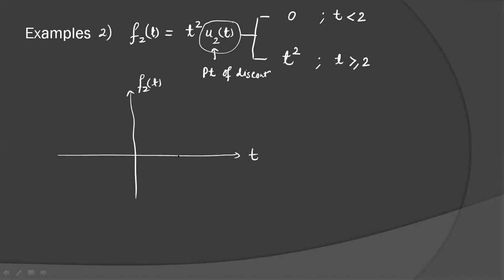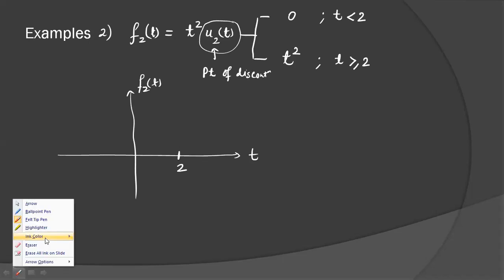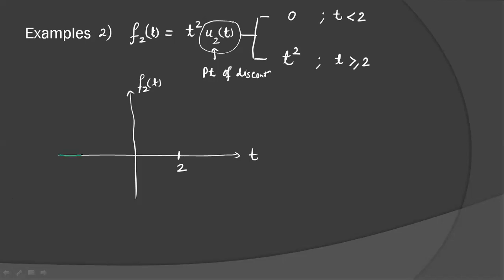T equal to 2 is the point of discontinuity. Up to t equal to 2, the value of the function is 0. But at t equal to 2, the function is jumping. This is the graph up to t equal to 2, t less than 2.